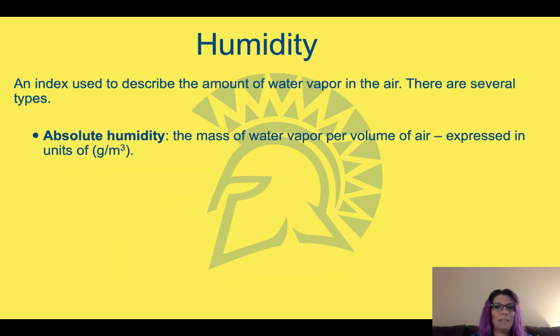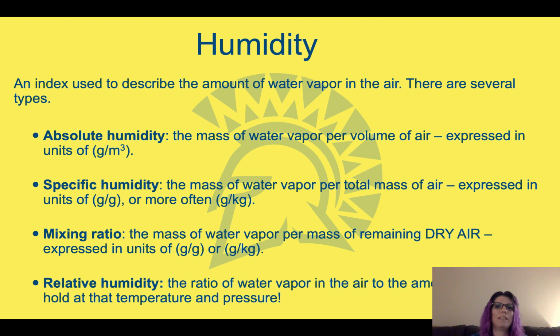Okay, so humidity. Humidity is going to be the index to describe the amount of water vapor in the air. There's actually a couple different types. We have absolute humidity, specific humidity, and mixing ratio, and then relative humidity. Now, meteorology students need to know all four of these, but I don't think I have any meteorology students in my class, maybe one or two, but for the rest of you guys, it's okay just to know relative humidity.